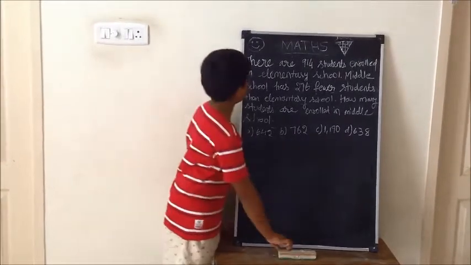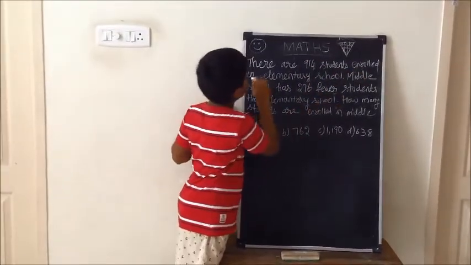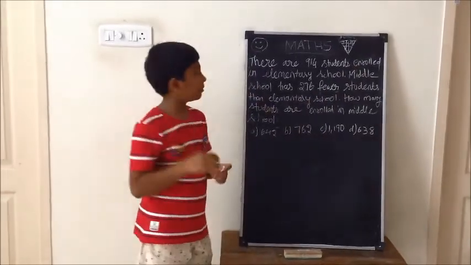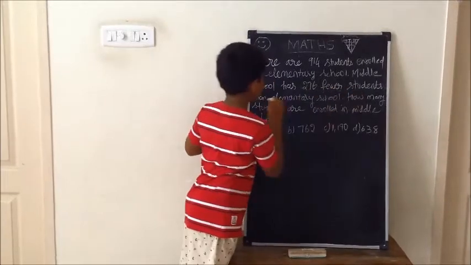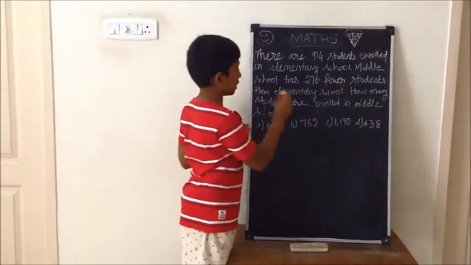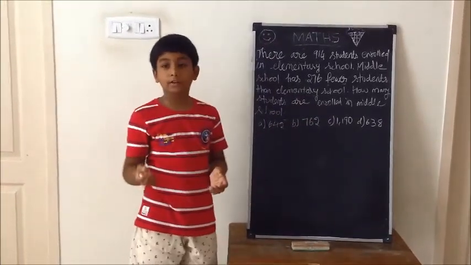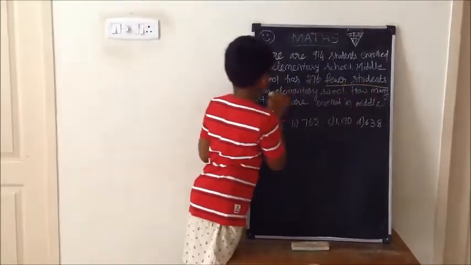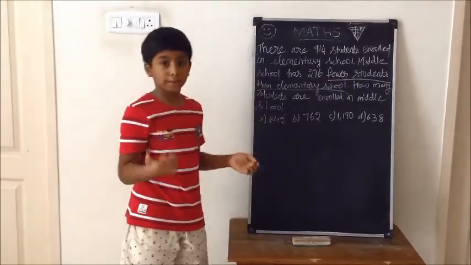The next question is, there are 940 students enrolled in elementary school. Enrolled means added. Middle school has 276 fewer students than elementary school. Fewer means lesser students than the elementary school. When we get a problem like this, we need to find the clue first. The clue is fewer students than the elementary school. Fewer means we need to subtract.